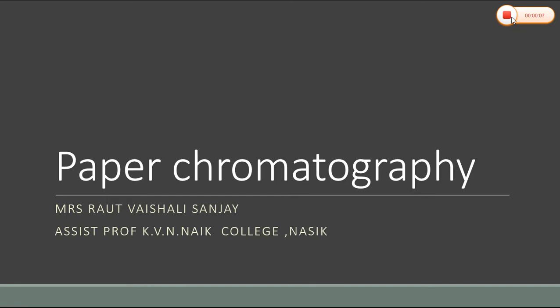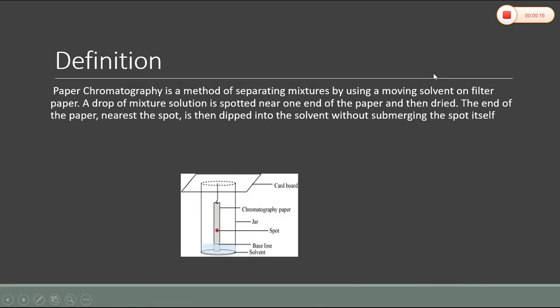Today we shall be discussing paper chromatography. Definition: paper chromatography is a method of separating mixtures by using a moving solvent on filter paper. A drop of the mixture, that is, the solution, is placed near one end of the paper and then dried. The end of the paper nearest the spot is then dipped into the solvent without submerging the spot itself.